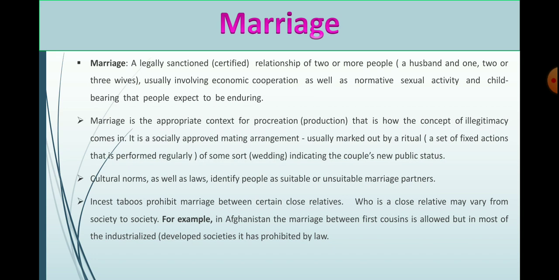Incest taboos prohibit marriage between certain close relatives. Who is a close relative may vary from society to society. For example, in Afghan society, or in the Afghan context, the marriage between first cousins is allowed, but in most of the industrialized, or we can say developed, societies, it is prohibited by law.